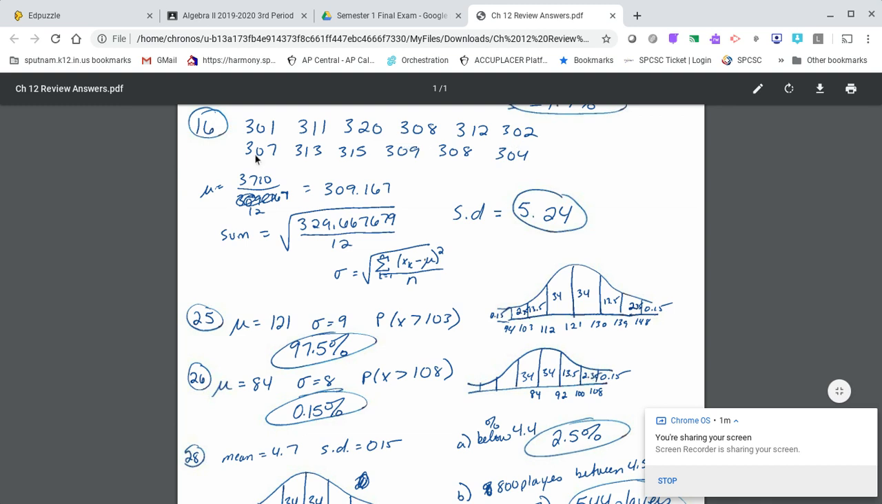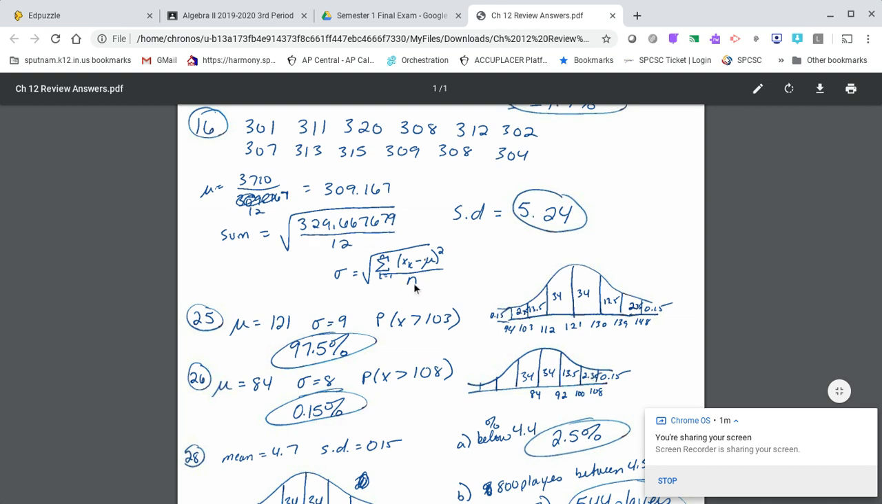Remember that with a set of data, you have to find the mean or the average, which I got to be 309.167. And then the top part of this equation, you have to take each of these numbers, subtract it from the mean, and square it. So that's the work. 301 minus 309.167 squared, plus 311 minus this squared, plus 320, right? There's 10 numbers here. So that took a lot. But when I did all that and I added up all those differences, I got this number.